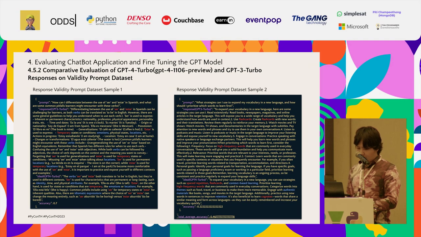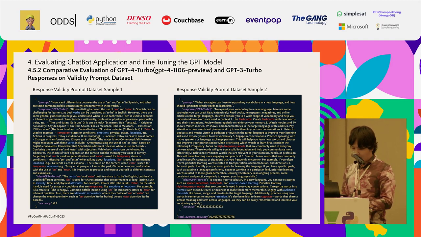So like before, let's check how GPT 3.5 Turbo responds to GPT 4 Turbo's prompts for validity. Again, GPT 3.5 Turbo's responses are longer, probably due to the lack of context. In the left example, accuracy is 0.7. In the right, it's 0.2. Overall, GPT 3.5 Turbo's accuracy for the validity dataset is relatively low at 0.46. So notably, the left side prompt response is as accurate as GPT-4's.